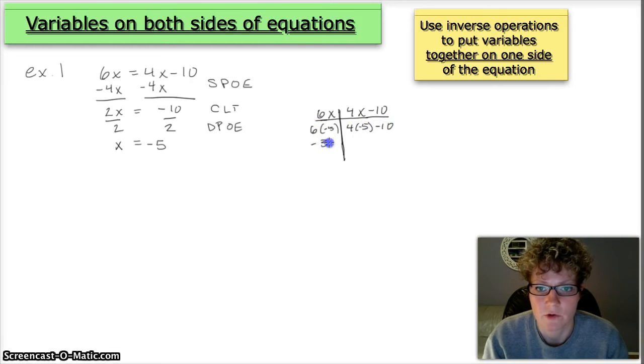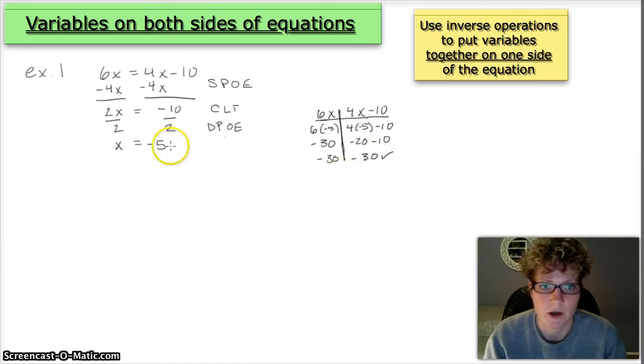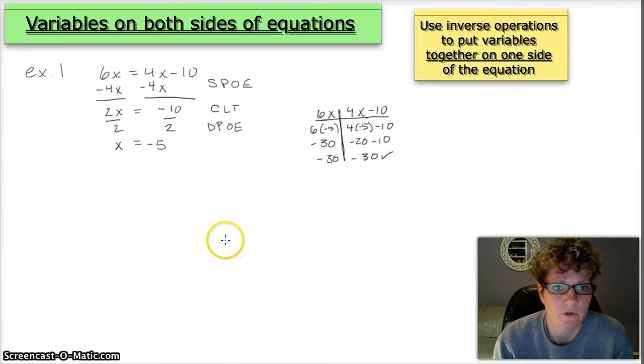So I have negative 30 on this side. This side I have 4 times negative 5, which is negative 20, minus 10. So I get negative 20 plus negative 20 is negative 30. So yes, negative 30 equals negative 30, so that one checks out. So there's my first example of when I have variables on both sides of the equation.